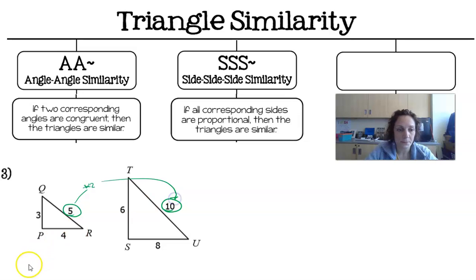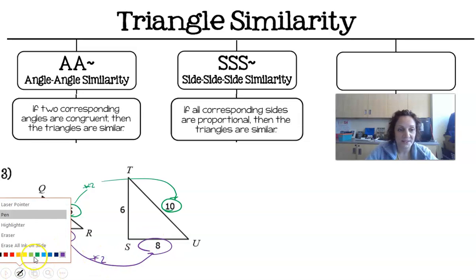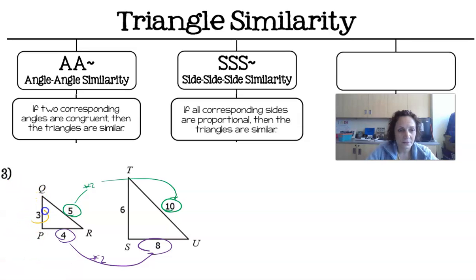To turn into 10. Let's see what happened. 4 turned into 8. That's times 2. It's looking promising. 3 turned into 6. That's also times 2. We have a scale factor of 2. I've proven all three sides have that same scale factor.